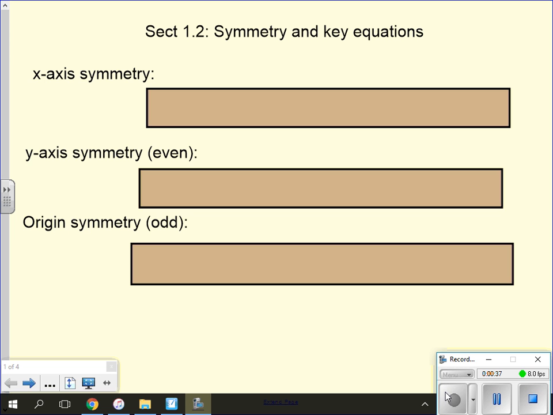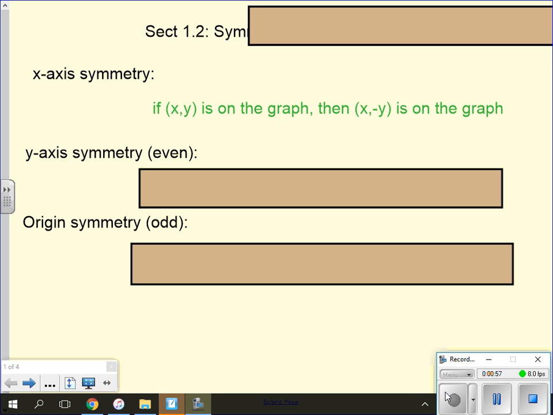That kind of stuff. So there are three basic kinds of symmetry. And not every function has a symmetry. Not every equation has a symmetry. There are many that do not, that are asymmetric completely. So not everything fits in these categories, but these are the main categories you have. First, x-axis symmetry.